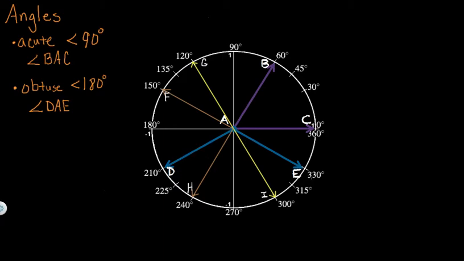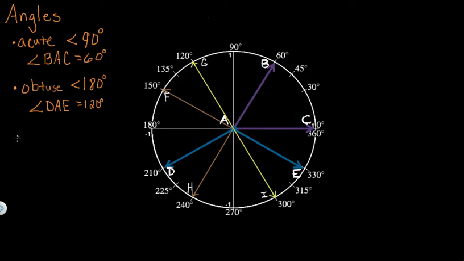I want to determine the actual angle measure here. We see that we start at 330 degrees and we end at 210. So we can subtract: 330 minus 210 gives us 120 degrees, and therefore it is an obtuse angle. Going back to angle BAC, we can see this starts at 0 degrees and comes to 60. So this is a 60-degree angle, which is why it is an acute angle. DAE, on the other hand, is an obtuse angle.